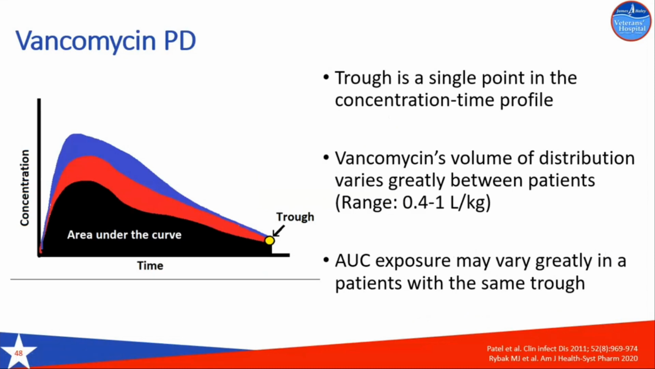So another concentration time curve on your slide there, and you have several different regimens. We have one in black, one in red, and one in blue. And basically, when we were monitoring in the past, we were looking at trough levels only. And the problem with that was that the trough is the single point of the concentration time profile. So you can see these 3 different patients have vastly different area under the curve, but they all have the exact same trough value. Like we said, the volume of distribution can vary a great deal between patients, and along with that, that area under the curve exposure is also going to vary.